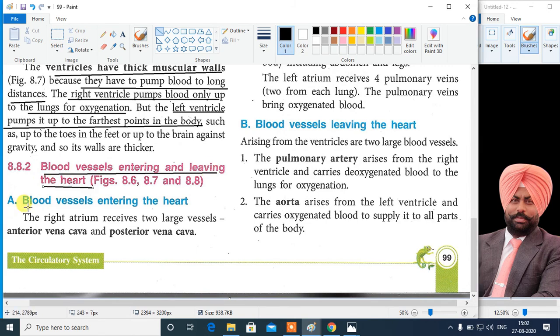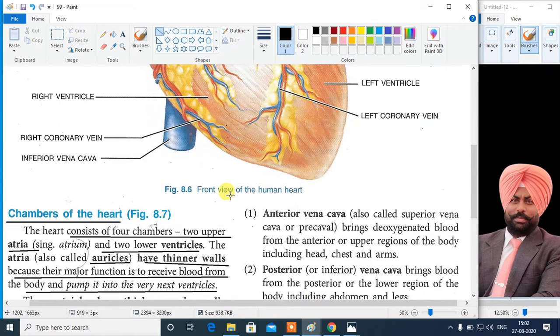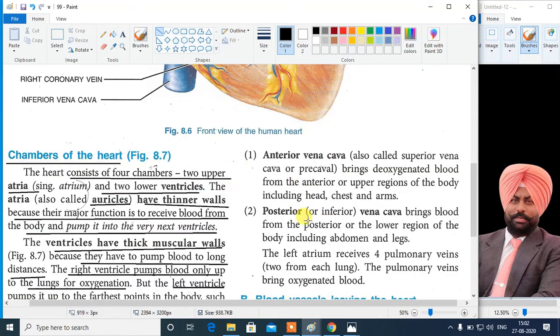We will discuss first the blood vessels which are entering the heart. The first blood vessels enter into the right atrium, or auricle. These are two vessels, and the names are anterior vena cava and the posterior vena cava.